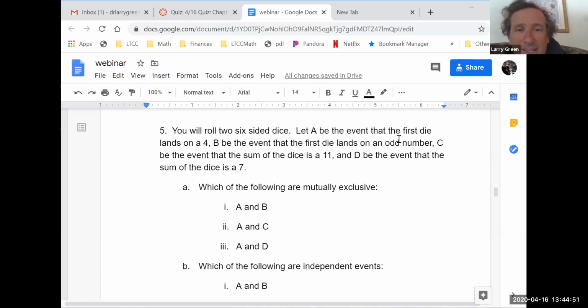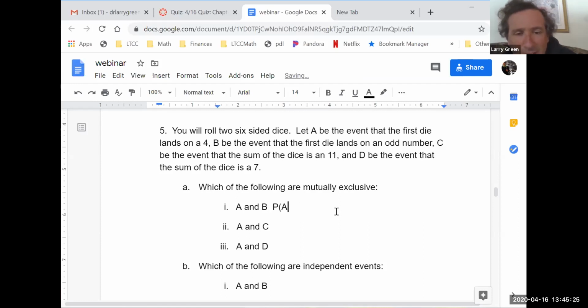Let A be the event that the first die lands on a 4. B be the event the first die lands on an odd number. C be the event that the sum of the dice is an 11. And D be the event that the sum of the dice is a 7. Okay. Which of the following are mutually exclusive? So let's start with A and B.